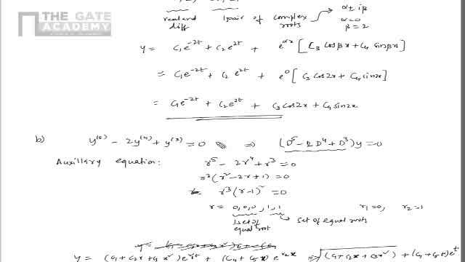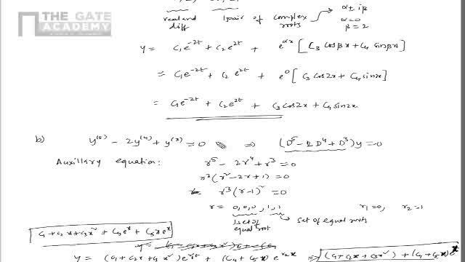So this is the general solution. I keep getting confused with t, so let it be in terms of x only. So the general solution is c1 plus c2 x plus c3 x squared plus c4 e^x plus c5 x e^x. So let me write it clearly: c1 plus c2 x plus c3 x squared plus c4 e^x plus c5 x e^x. This is the general solution for this case.